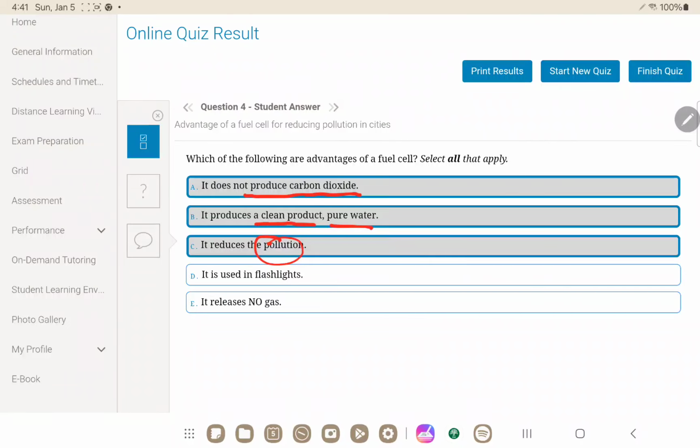So yeah. Here, it doesn't tell you it releases no gases. It's not telling you NO as in no, it's telling you NO as in nitrogen oxide. It's not NO, because it doesn't release any gases. It only produces pure water. But here they don't mean no as in no, they mean nitrogen oxide, which is a harmful gas, by the way. And no, it's not used in flashlights.